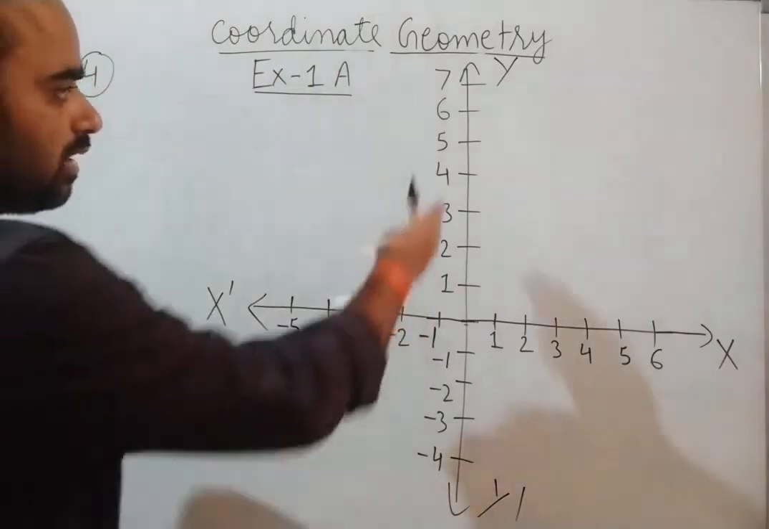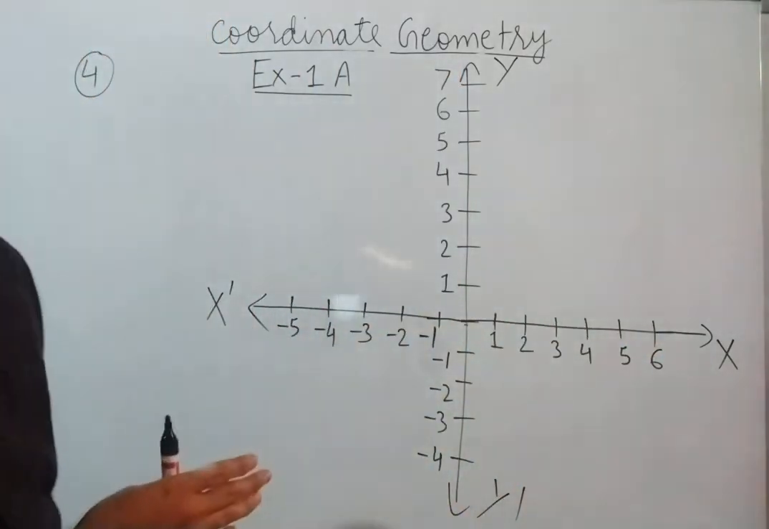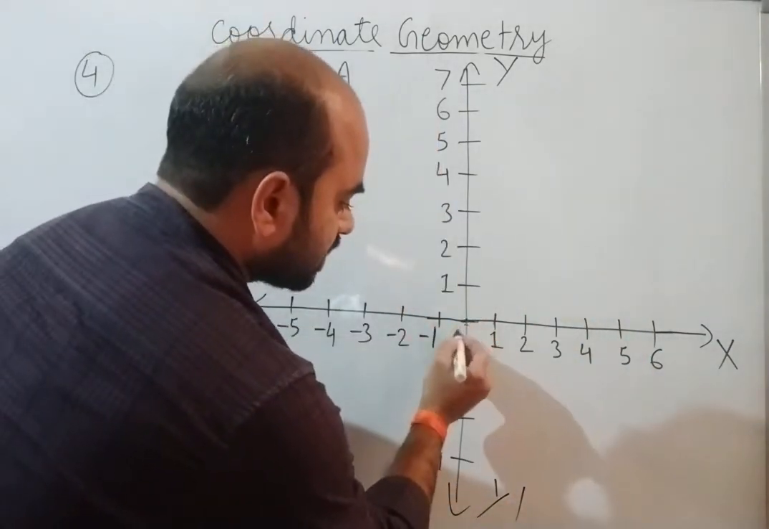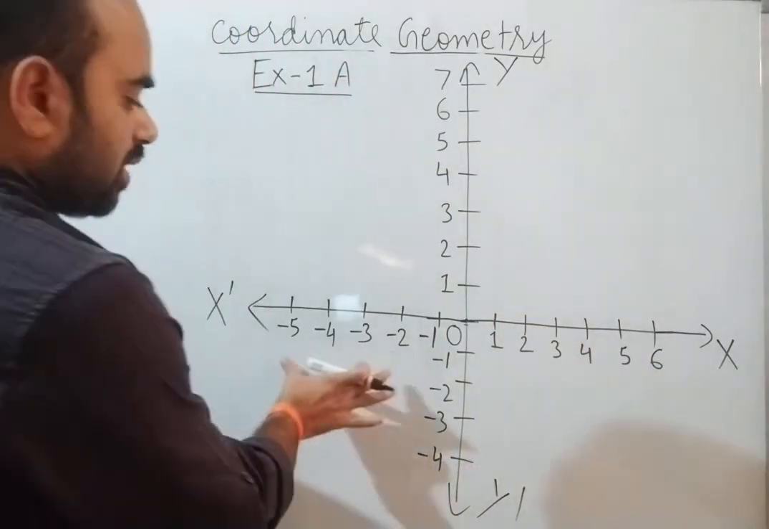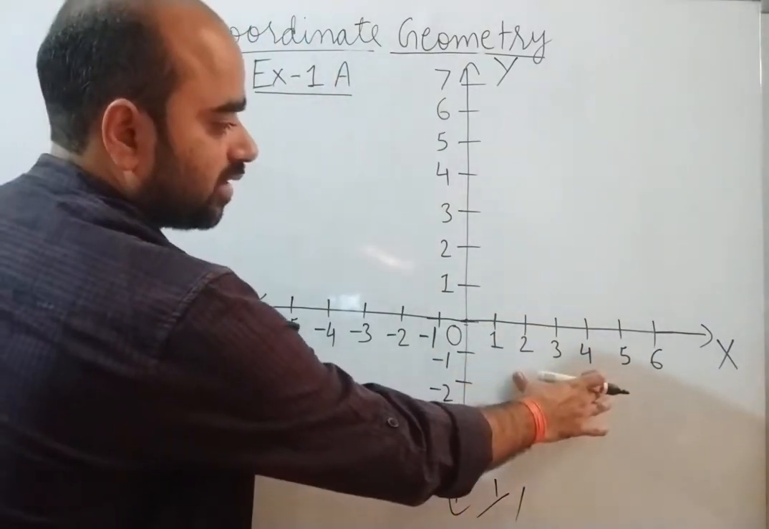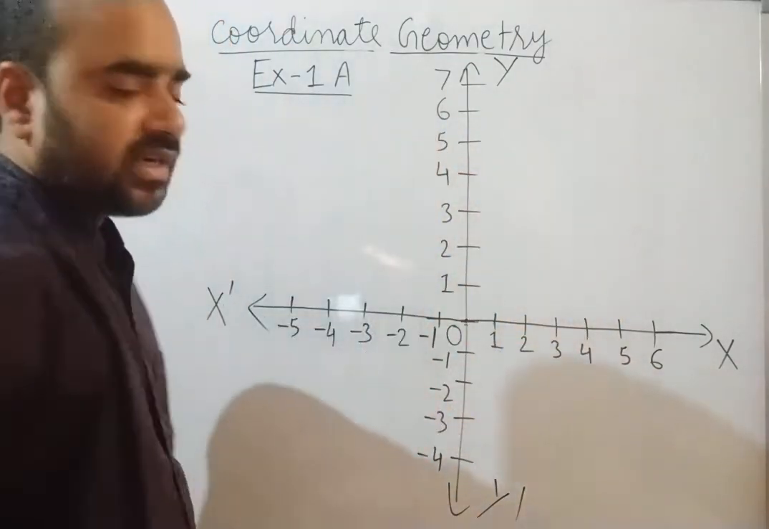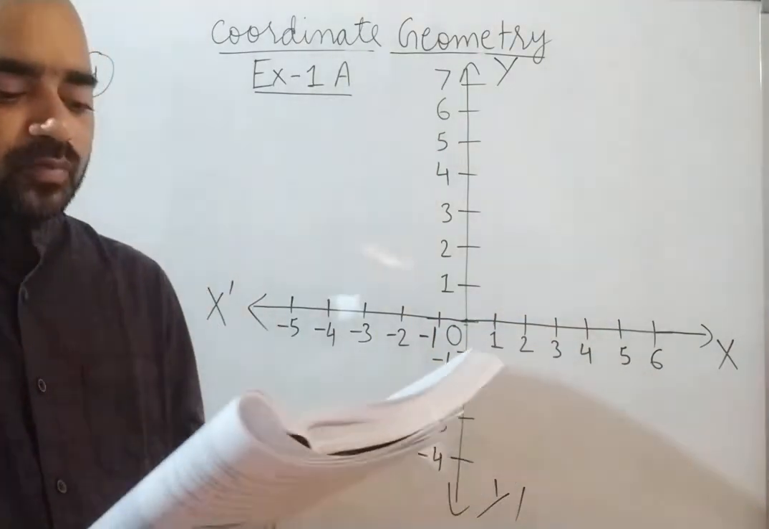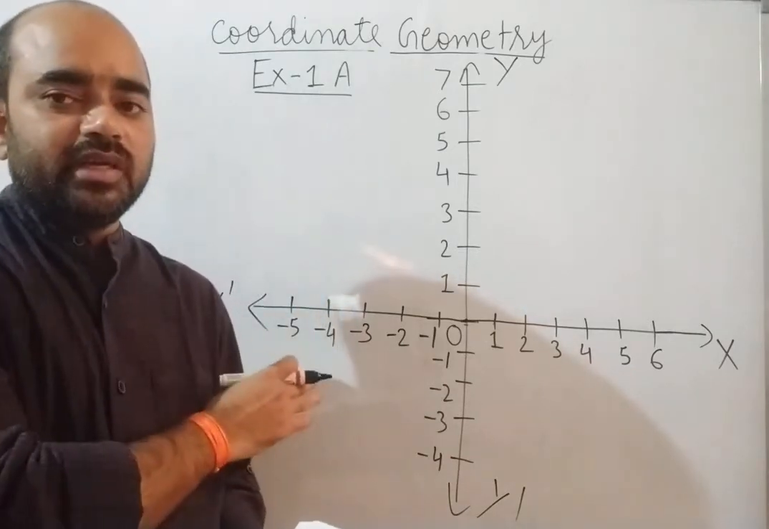Xy plane means where two perpendicular lines are drawn. The horizontal line is the x-axis, the vertical line is the y-axis, and the point of intersection is the origin, that is 0, 0. This part is negative and this part is positive on the x-axis, this part is positive and this part is negative on the y-axis, as we have studied. So now we have to plot the points in the xy plane. This is called the xy plane, the coordinate plane.